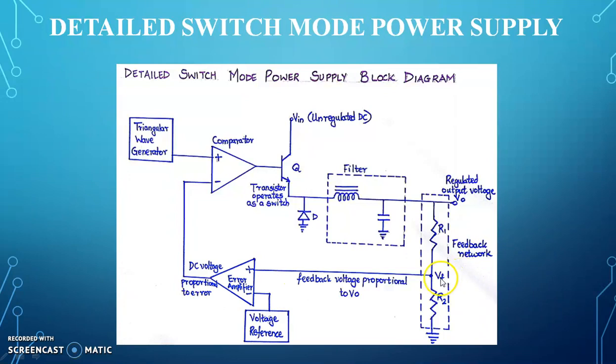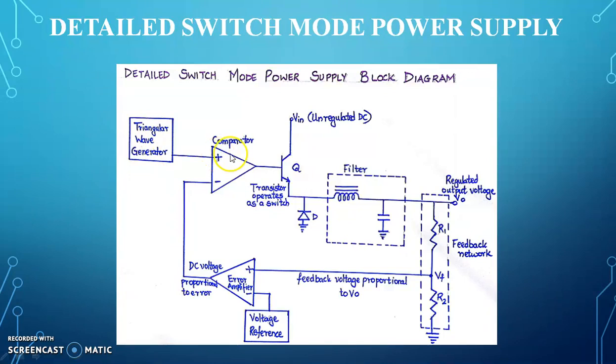Here the feedback signal, that is VF, is equal to R2 upon R1 plus R2 into VO. So the feedback signal depends on the resistors as well as the output voltage. This signal is fed back to the non-inverting terminal of the comparator. The output, that is DC voltage proportional to error, is given to the inverting terminal of the comparator. The triangular wave is generated and given to the non-inverting terminal of the comparator.